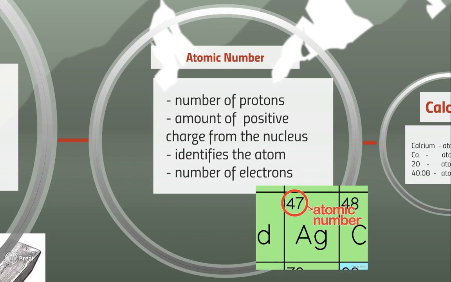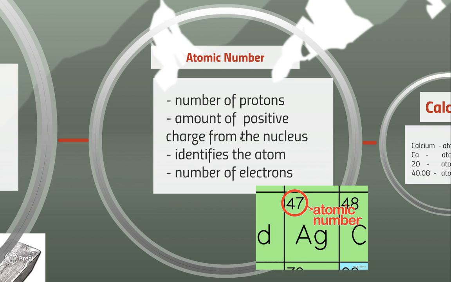The atomic number can tell you several things about the atom. It tells you the number of protons. It tells you the amount of positive charge. It identifies the atom, what the atom is, and it can tell you the number of electrons. So it tells you a number of different things.